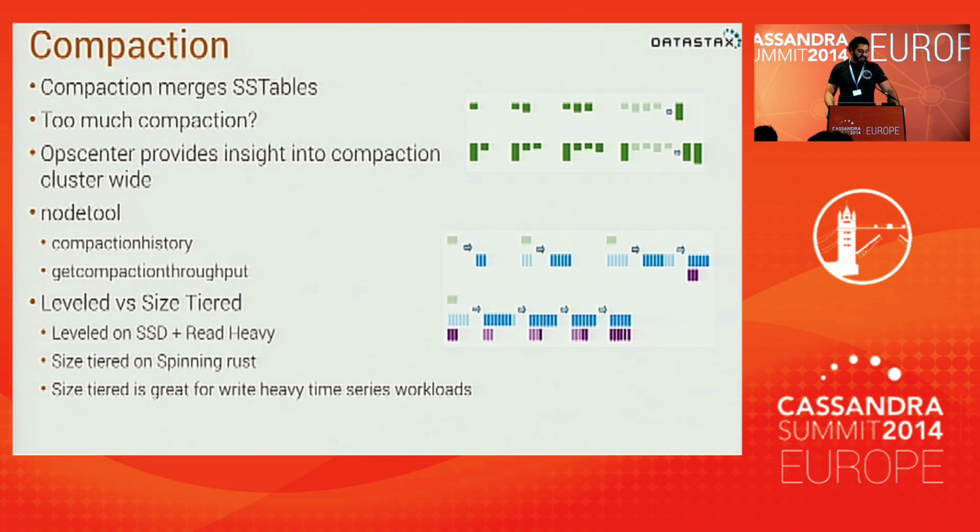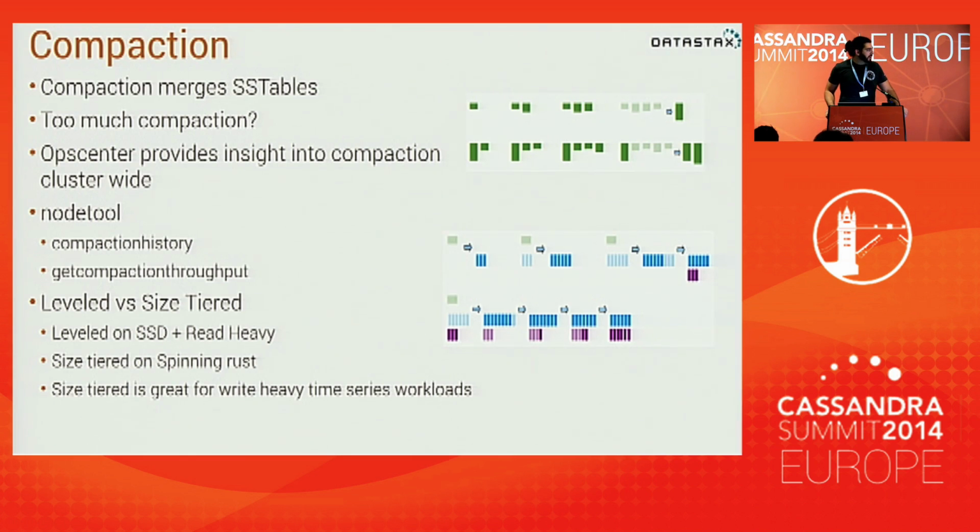You can take a look at how much compaction is going on, and you can throttle it via nodetool, and that's useful. You can stop it if you want. You shouldn't. So like I said, leveled compaction is really good for solid-state drives and read-heavy workloads, and you're going to want to stick to size-tiered if you're on spinning disks.